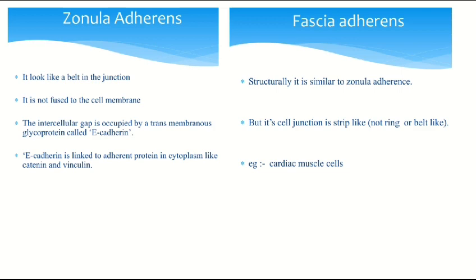The intercellular gap is occupied by a transmembrane glycoprotein called E-cadherin. E-cadherin is linked to adherent proteins in the cytoplasm like catenin and vinculin. Fascia adherens is structurally similar to zonula adherens, but its cell junction is strip-like, not a ring or belt. For example, in cardiac muscle cells.